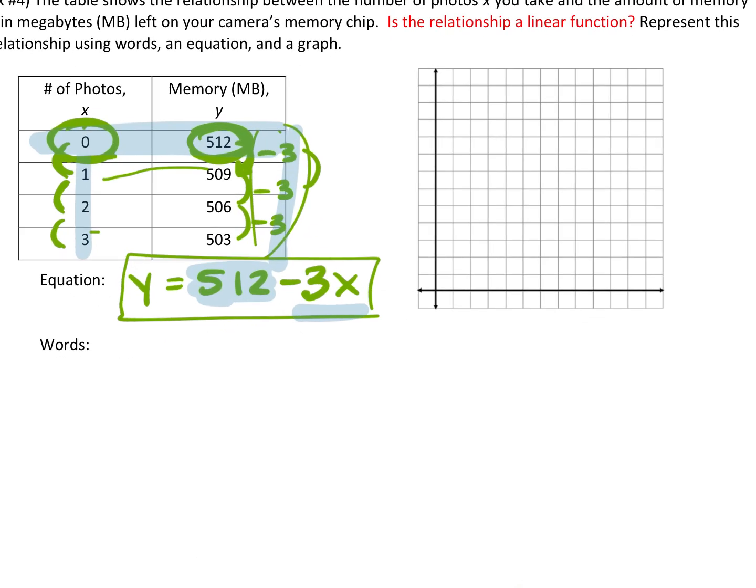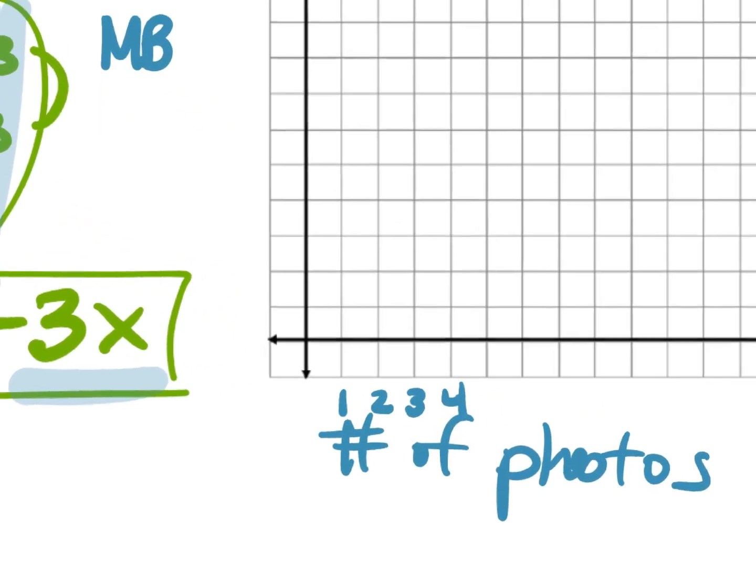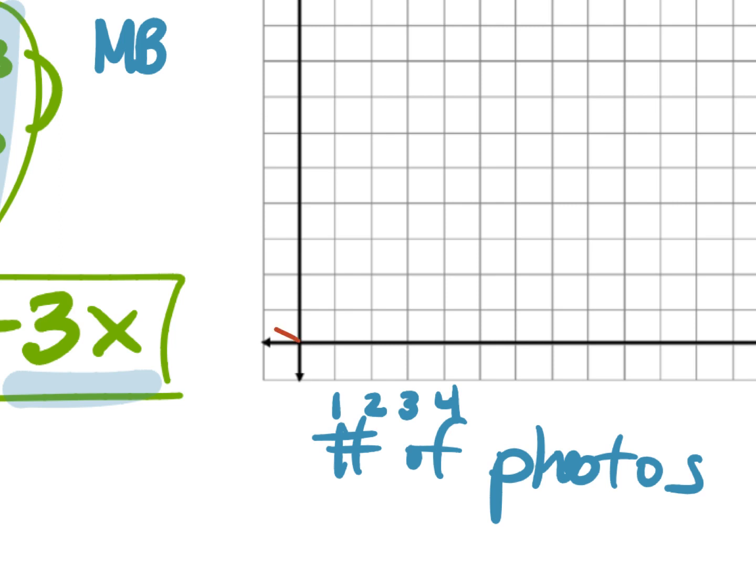That's going to be our setup, okay? If you were to graph it, we would say this is the number of photos. That's your x value. This is your memory, your megabytes. Now, this is a little bit tricky. When I try to graph this, what does it make sense to count by for your number of photos? Count by ones. So start at 1, 2, 3, 4, and so on. Yeah, that's what we're going to do.